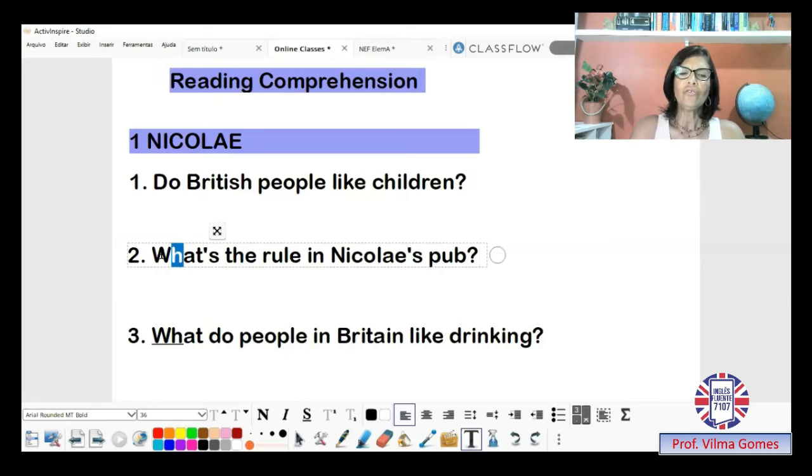Number 2. Uma outra WH, certo? Another information question, certo? E a minha primeira? Deixa eu underline aqui. A minha primeira pergunta: do British people like children? Percebam que eu comecei a pergunta com um verbo auxiliar. Do, certo? Que é o verbo auxiliar do presente simples.